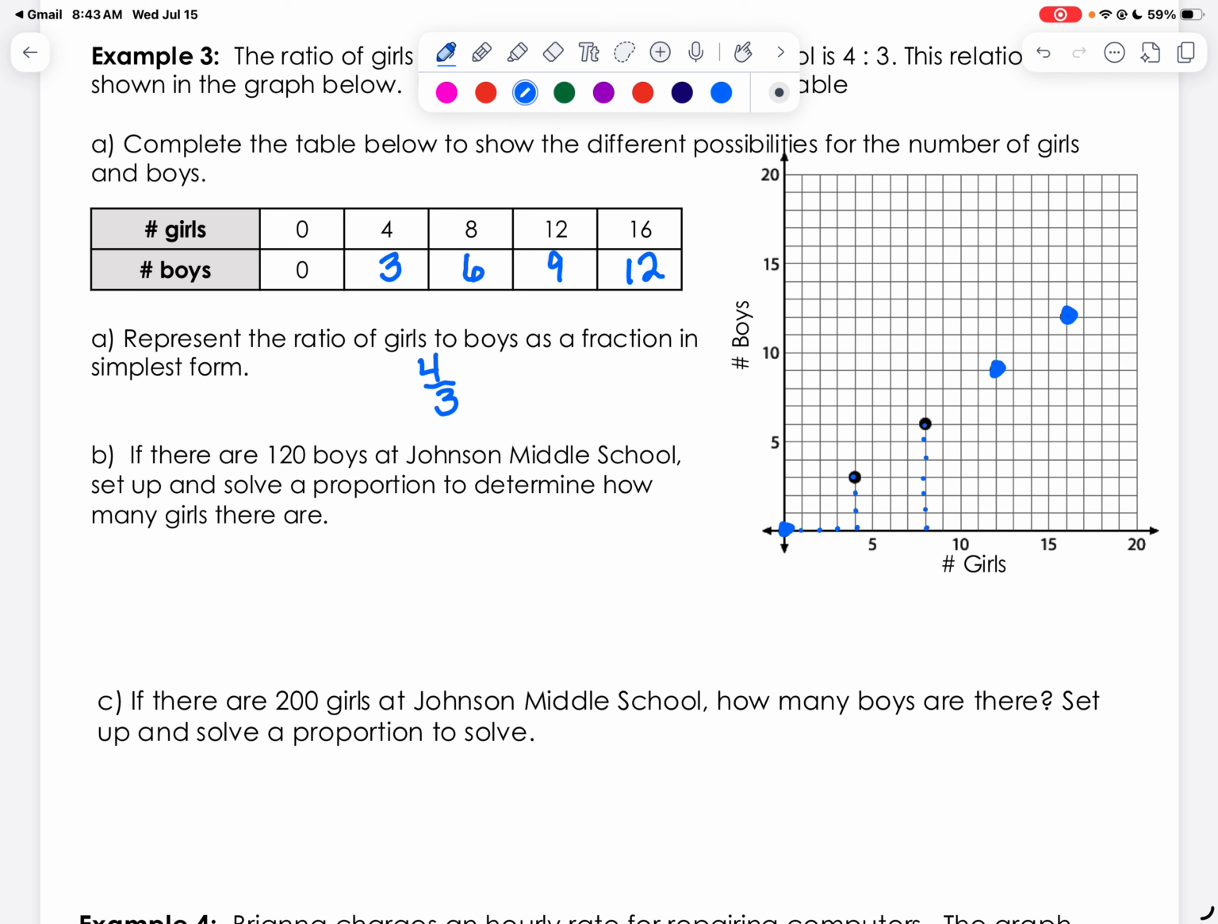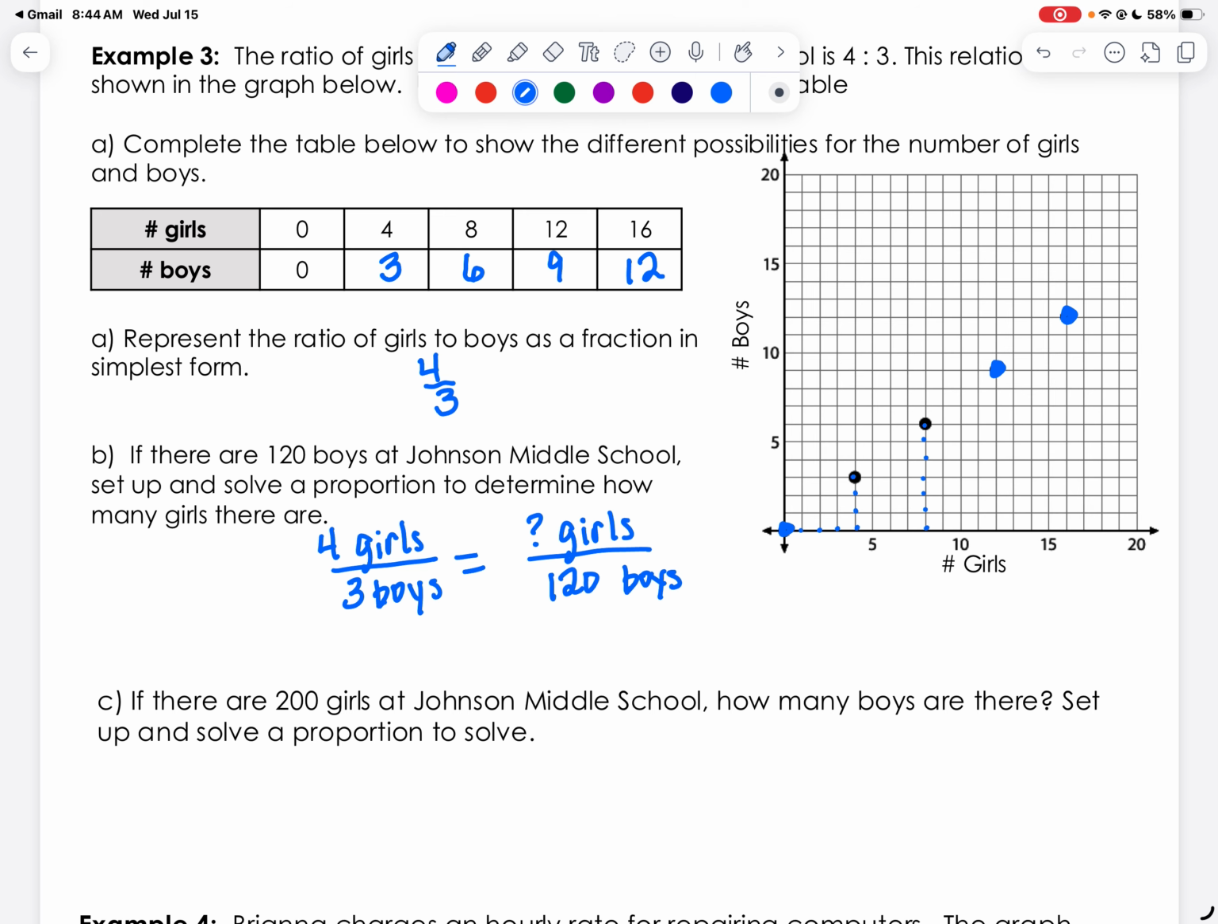All right, so remember, a proportion is two ratios that are equal to each other. So I'm going to say there are 4 girls for every 3 boys. Okay, and I want to know how many girls there are for 120 boys. All right, so here's our proportion. Remember, a proportion is two ratios that are set equal to each other.